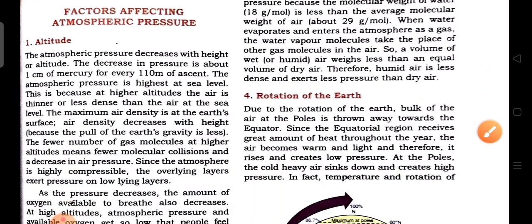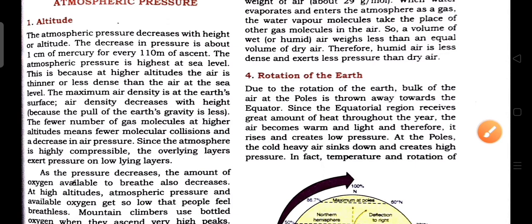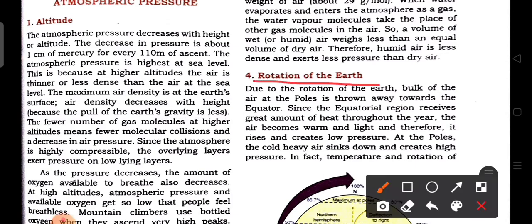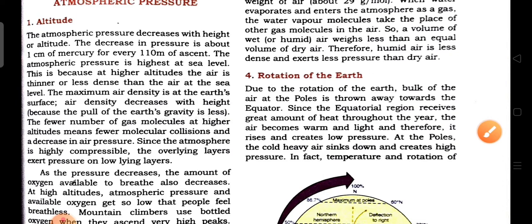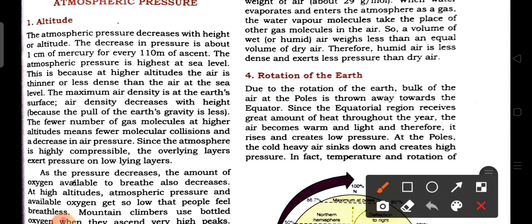After this factor, we will go to another factor, that is rotation of the earth. So what is rotation? We all know that rotation is the movement of the earth on its own axis. Due to the rotation of the earth, the bulk of air at the poles is thrown away towards the equator, and this happens due to Coriolis force. So now we will study the Coriolis force.